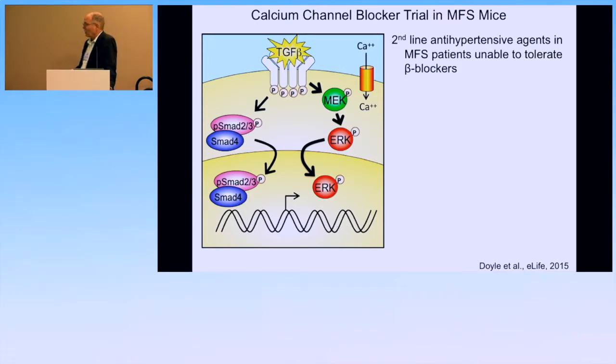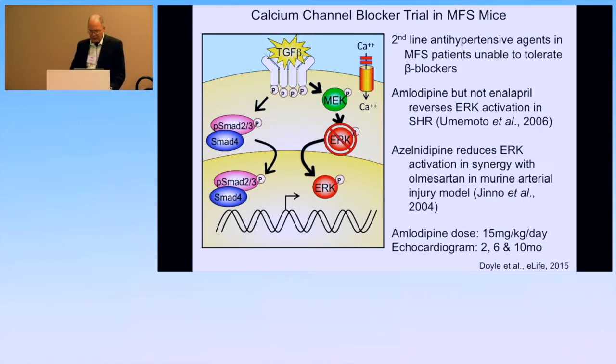Now, a few years ago, we reported a pretty dramatic finding that was related to the use of calcium channel blockers in Marfan syndrome. They had been considered second-line antihypertensive agents in Marfan patients who were unable to tolerate beta blockers, for example, those with asthma or depression. If you looked at the literature, there were reports that calcium channel blockers could reverse ERK activation, for example, in spontaneously hypertensive rats, and that other calcium channel blockers could reduce ERK activation in synergy with angiotensin receptor blockers such as olmesartan.